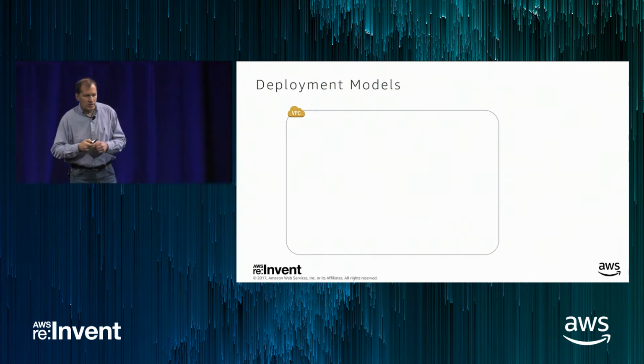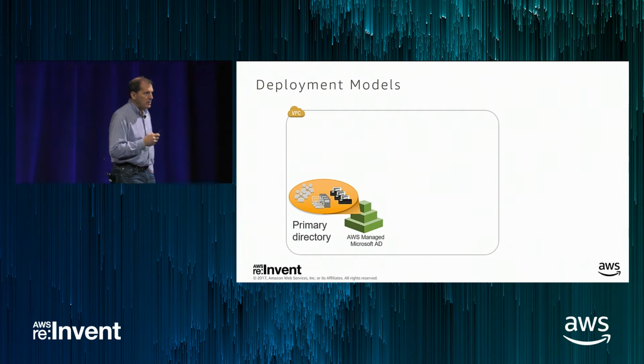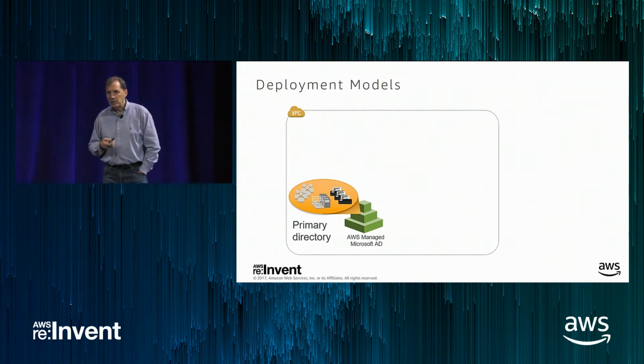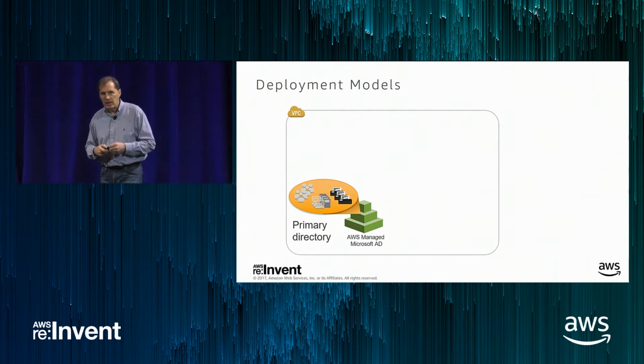All right, so let's talk a little bit about the deployment models that this can be used for. So one deployment model is you could use this as a primary directory in the cloud. So this is where you'd manage users, you'd have your computers, you'd have other objects up there you control. You'd use group policy to manage those things just like you would in Active Directory in your on-premises environment.